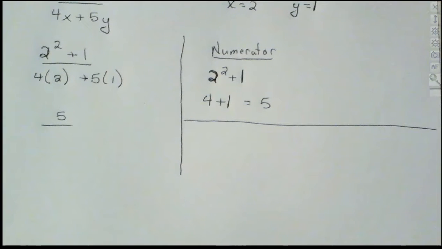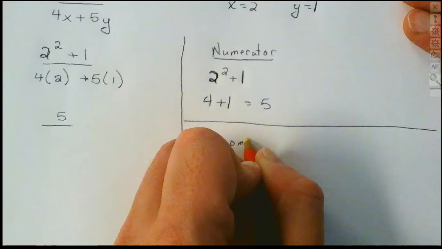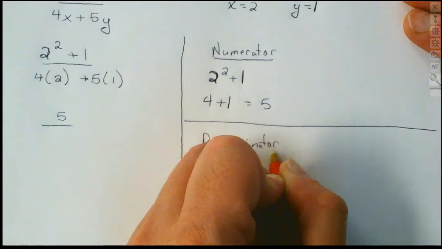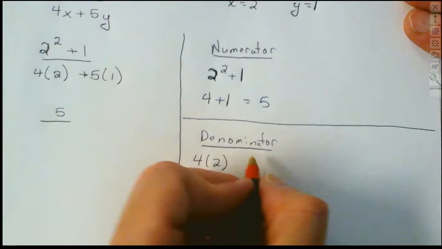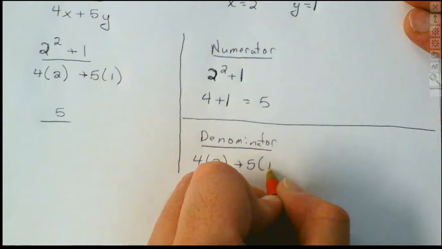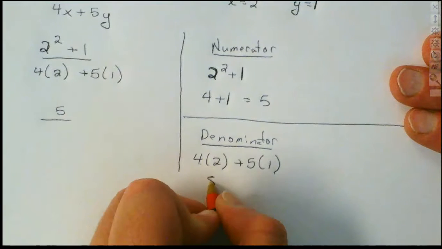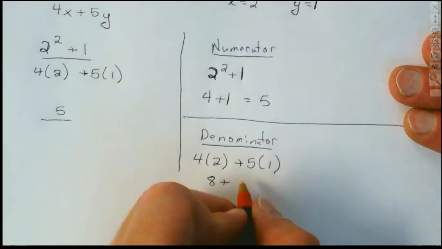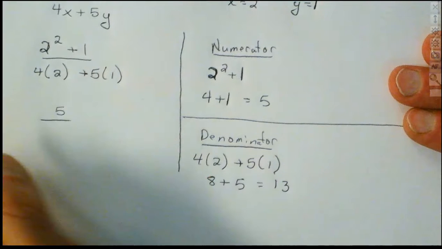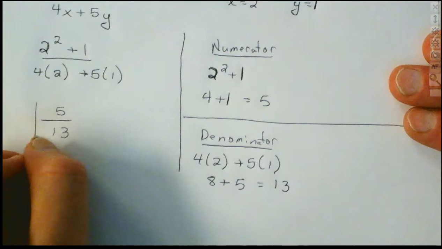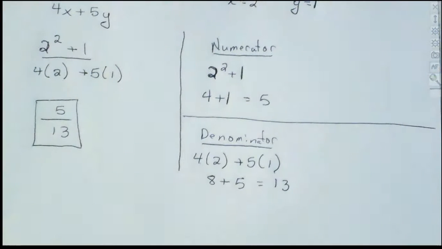Okay, now what about the denominator? Well, in our denominator, we've got 4 times 2 plus 5 times 1. Multiply first, so 4 times 2 is an 8. 5 times 1 is a 5, and that makes it now 13. And so that breaks down when we plug our values in to be 5 over 13. Right?